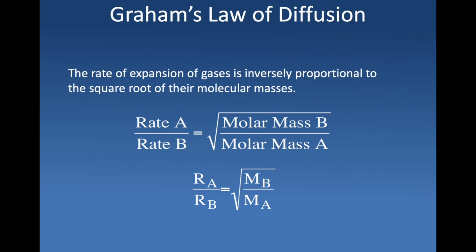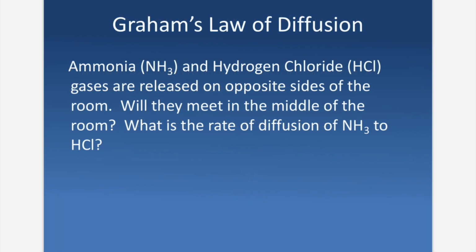Now let's look at an example problem of Graham's law. This example says ammonia and hydrogen chloride gases are released on opposite sides of the room. Will they meet in the middle of the room? And what is the rate of diffusion of NH3 to HCl?